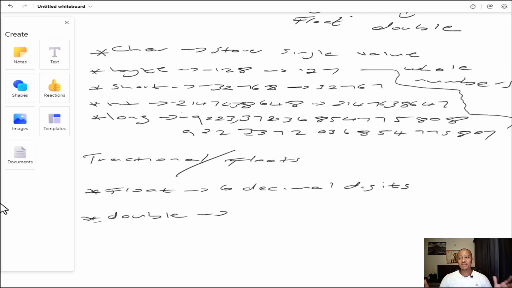Then, sometimes you deal with very large numbers, right? Then you are in a situation where float cannot accommodate those numbers. The capacity has been maxed out. Then you can use double, which can accommodate up to 15 decimal places. Digits.